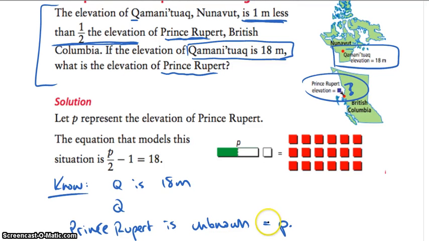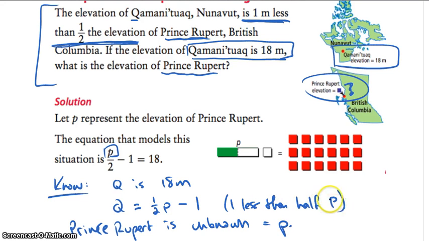So we're going to call that P, and that's what they did in the question here. That's why we're calling it Prince Rupert. We're going to use the variable P. So we know that Q-Town is 18 meters. We know that Prince Rupert is unknown so far. We're going to find that out. We also know that Q is 1 meter less than half the elevation of Prince Rupert. So it's equal to half of P minus 1. Right? They said in words it's 1 less than half P.